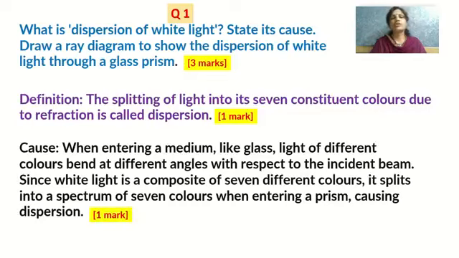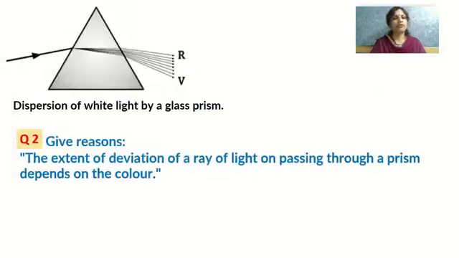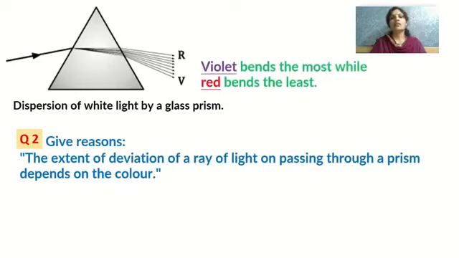The last part of the question is to draw a ray diagram for that. So you are aware that this is the diagram for dispersion of white light through the glass prism. And just for extra information, you can also mention there that violet color bends the most while red bends the least. Alright, and for writing this and drawing the diagram, another 1 mark will be given.